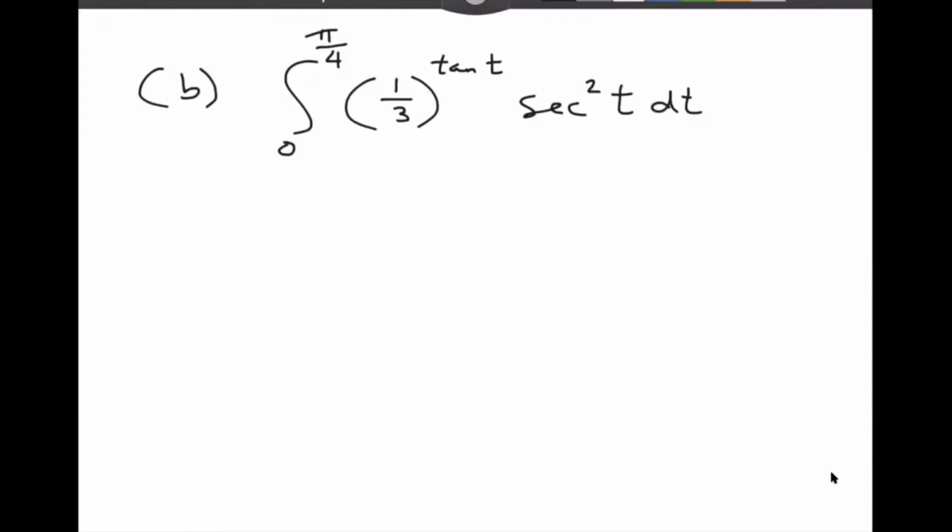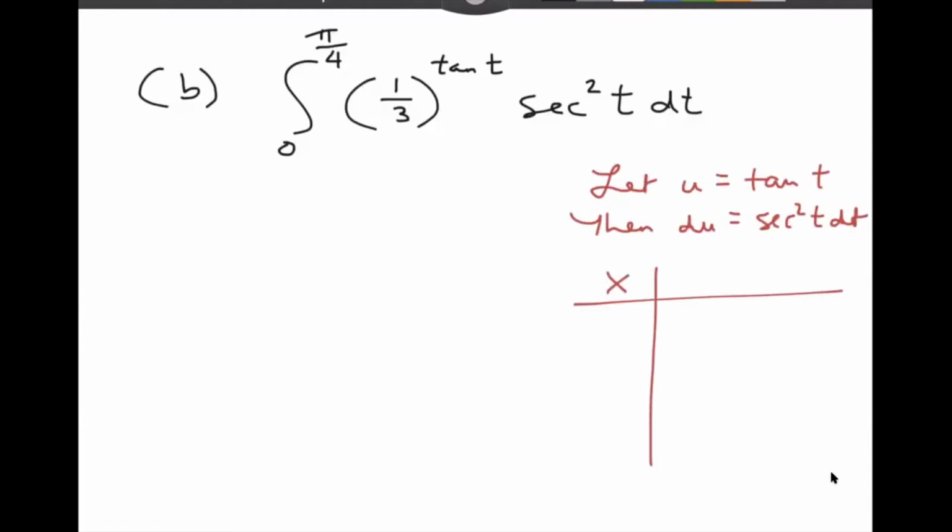Okay, so this time, and remember with substitution, you're looking for a function and something that looks like its derivative. So in this case, u is going to be tangent t, and then du will be secant squared t dt. And why don't we change our limits of integration? You know I like to do that.